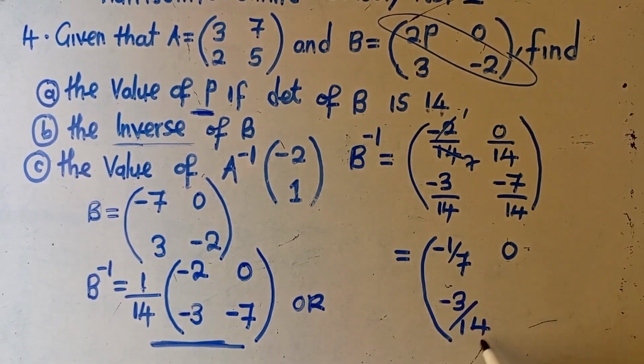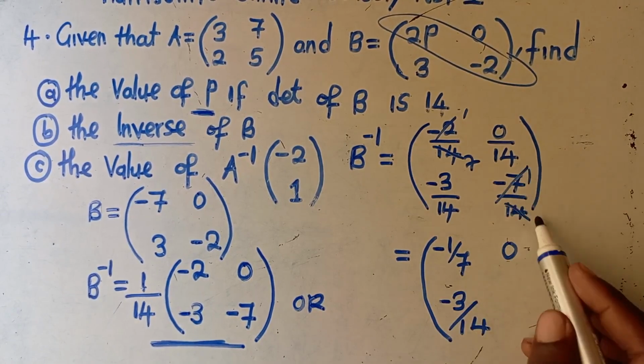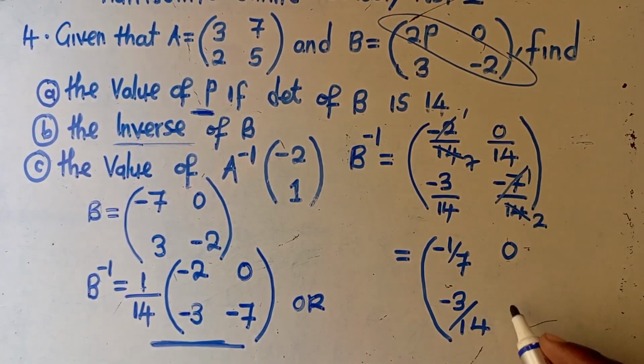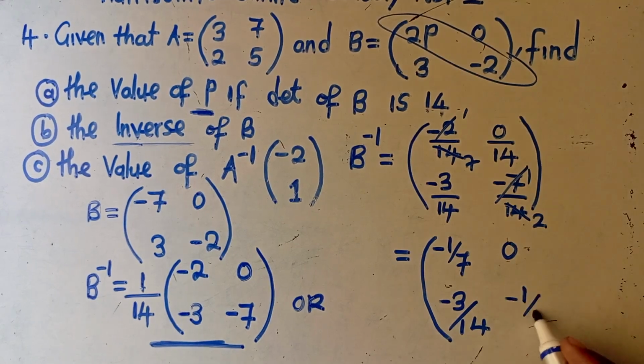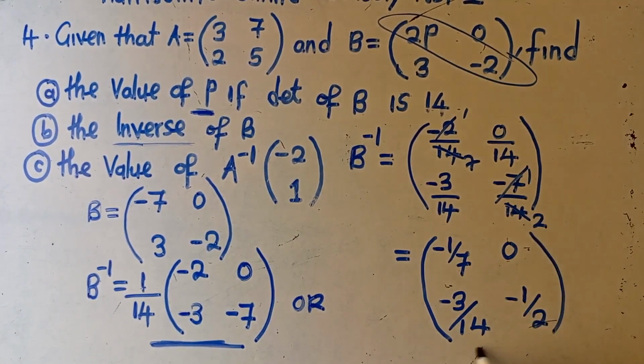You just write it like that. 7 there, 1. 7 there, 2. So 1 over 2. Negative 1 over 2. So meaning that this is the inverse of B. This is what you are supposed to do. So for the inverse of B, this is what you are supposed to do. This is the inverse of matrix B. This is what you are supposed to do.